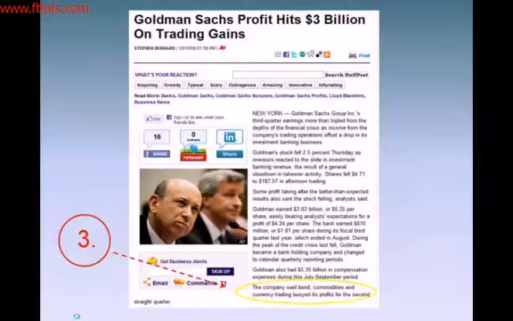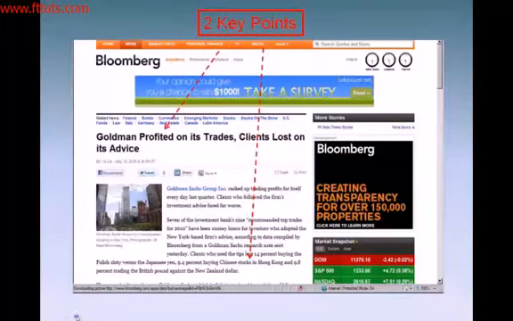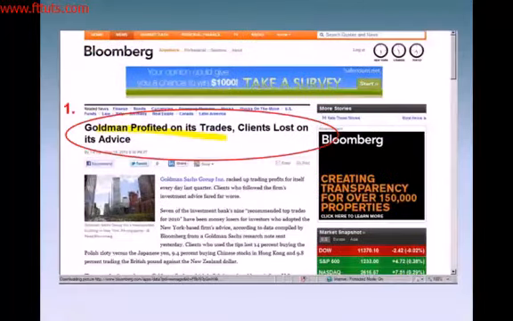Now I have another article, and in this article I've got two quick points that I want to highlight for you. The first point that we want to look at is the fact that Goldman profited on its trades while clients lost on its advice. So take a look now. They're playing on both sides of the fence.